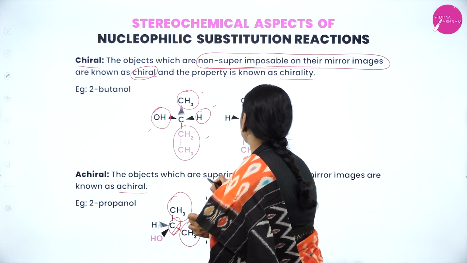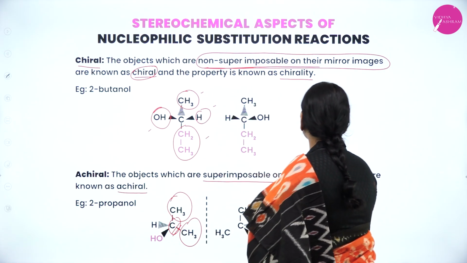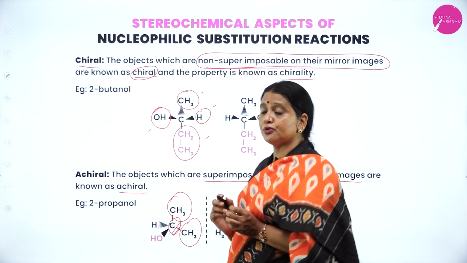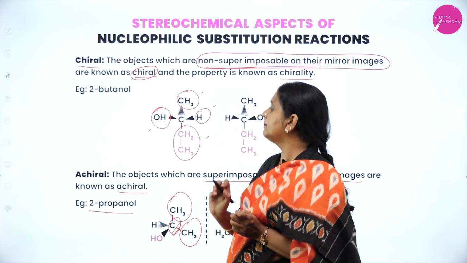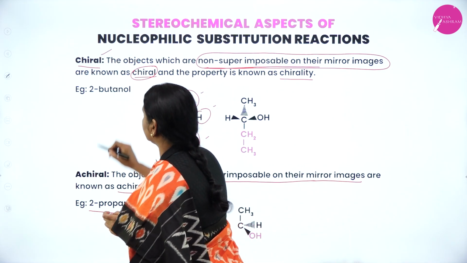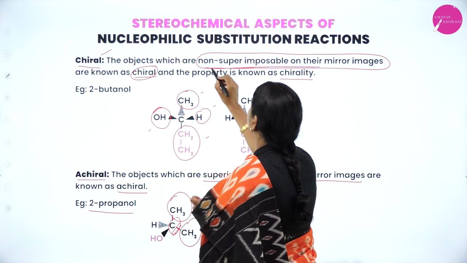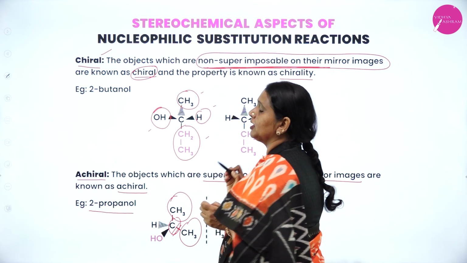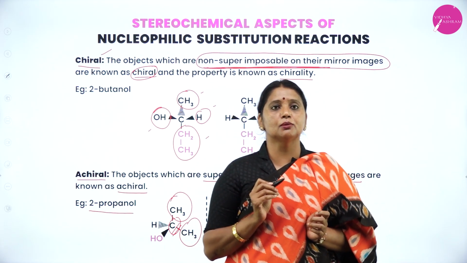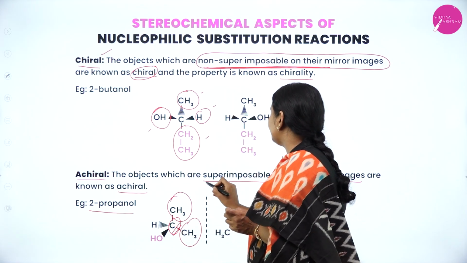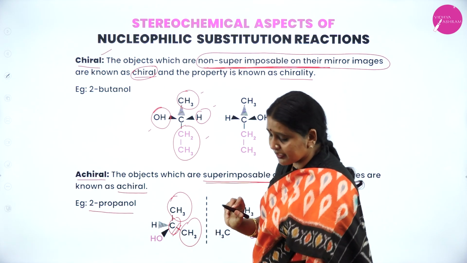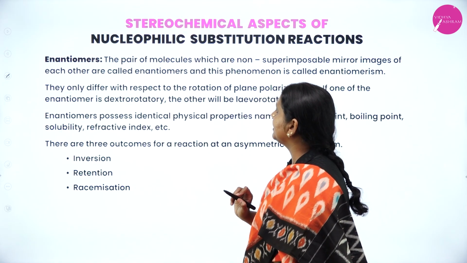Achiral molecules are superimposable on their mirror images. Example, 2-propanol. Therefore, chiral molecules are non-superimposable on their mirror images, and achiral molecules are superimposable on their mirror images.